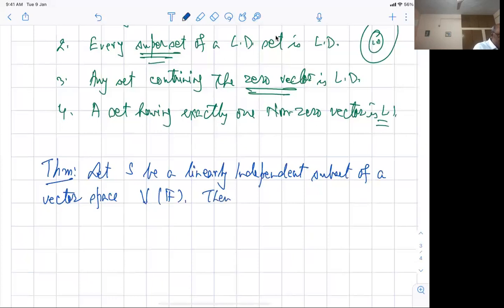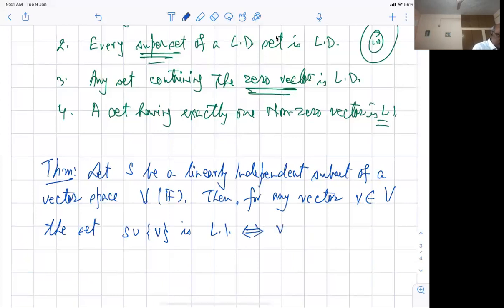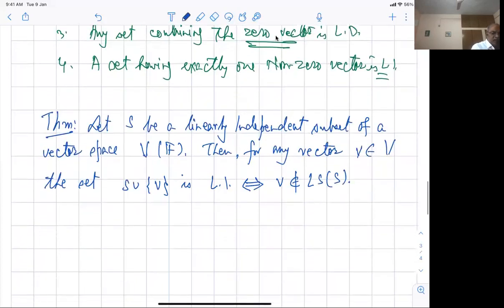Then for any vector v belonging to V, the set S union v is linearly independent if and only if v does not belong to LS of S. Fine. And that is the same thing as saying that if and only if v belongs to capital V minus LS of S. Fine. So let's try to prove this part.